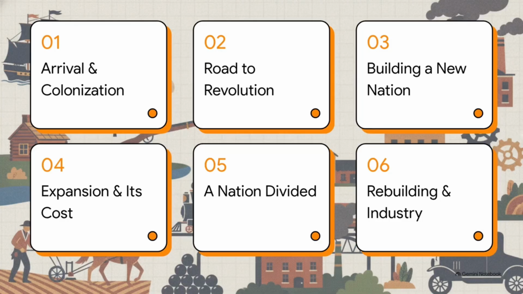Here is our roadmap for today. We'll be hitting 6 major eras of early American history. We'll start with arrival and colonization, move through the road to revolution, building a new nation, expansion and its cost, a nation divided, and finally wrap up with rebuilding and industrialization. Let's get right into it.